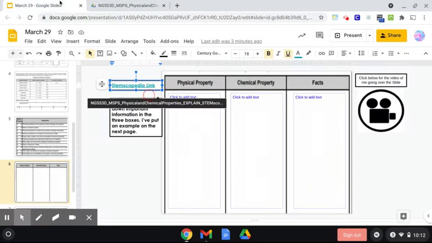As we read, we are going to write down the important information about physical properties, chemical properties, and facts that we find.